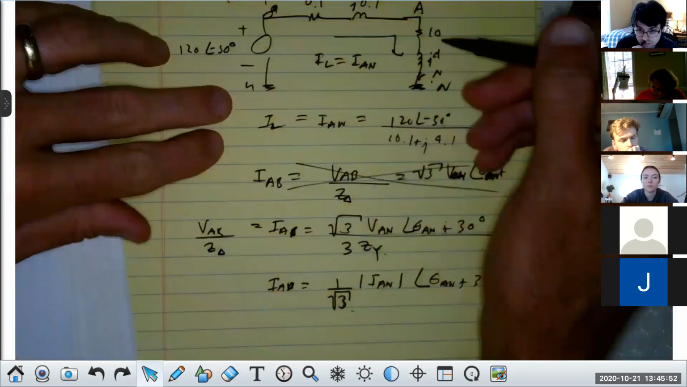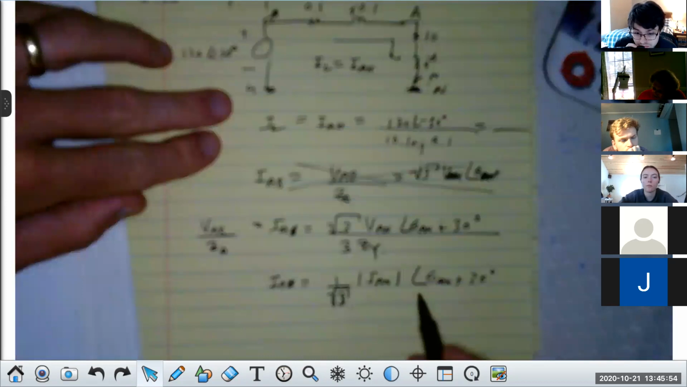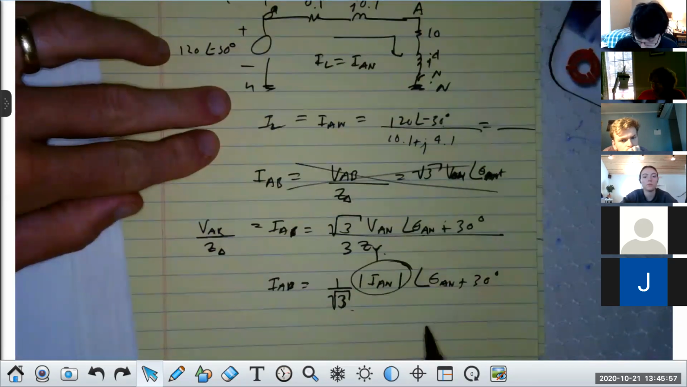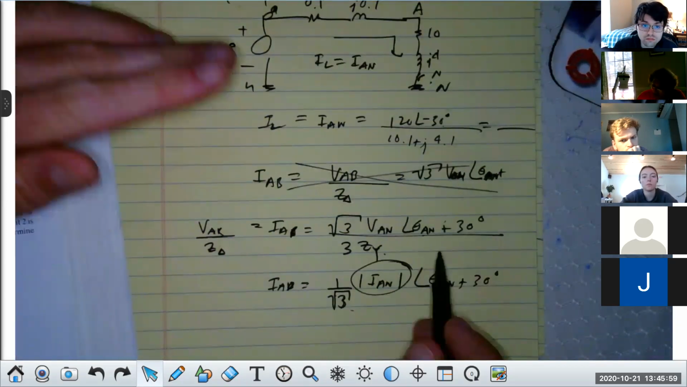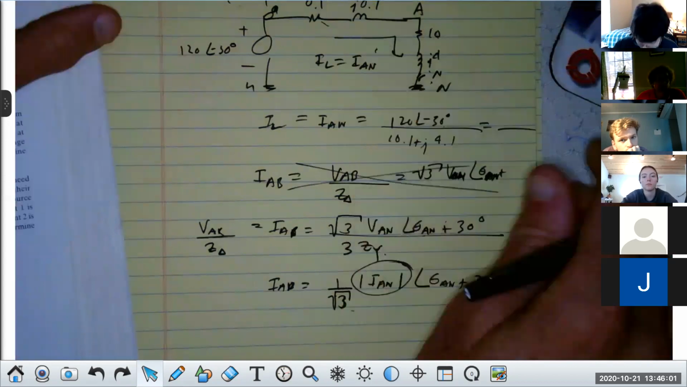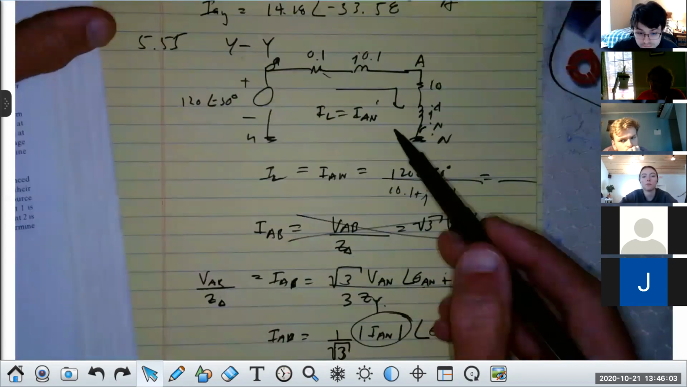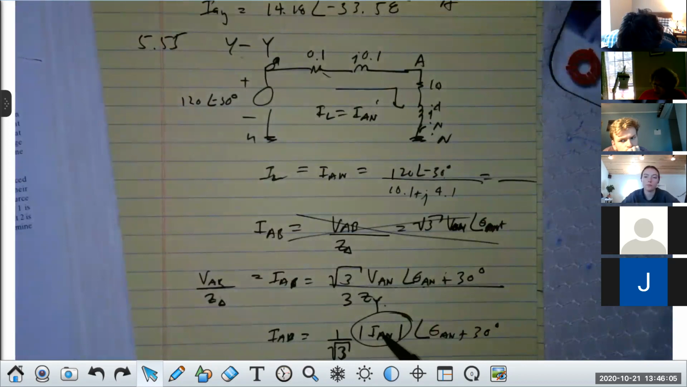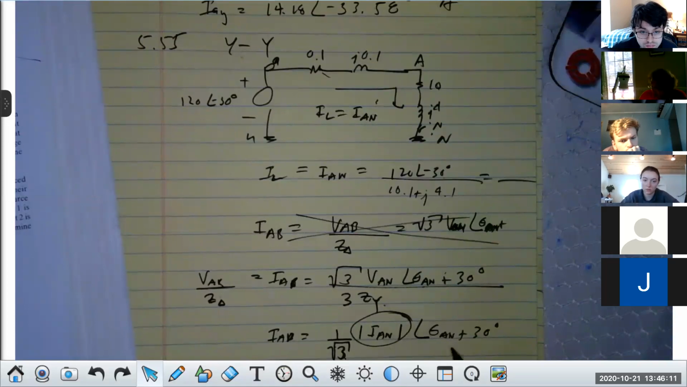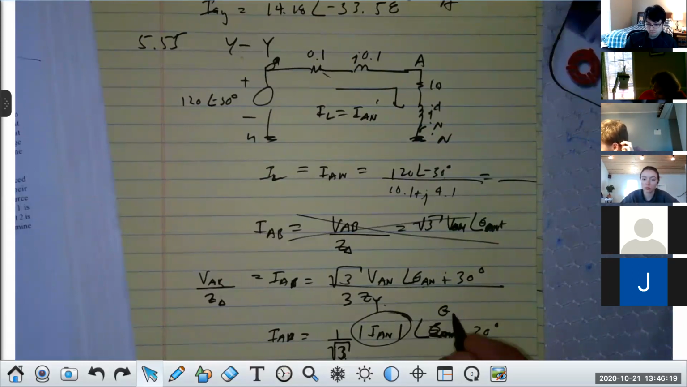Well, if I take the magnitude of the line current, isn't this right here the magnitude of the line current, right? I mean, IAN here is the line current, isn't it, class? Yeah. So if you take the magnitude IAN or I line, they're one and the same, and divide it by square root of 3, that'll reduce the magnitude, and then add 30 degrees to it. Only this angle now is what?